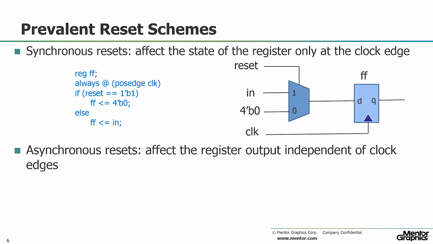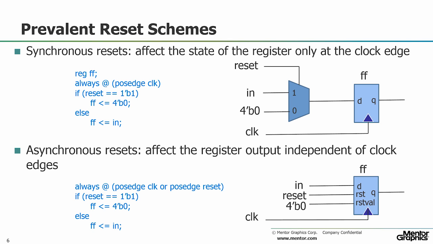Asynchronous resets, on the other hand, can change the output of their registers at any time, as asynchronous reset is sampled independent of clock. This is the sample Verilog RTL for a register FF, which is inferred as a register having asynchronous reset by the synthesis tools. In this case, as opposed to synchronous reset, the reset signal is present in the sensitivity list of the register assignment.